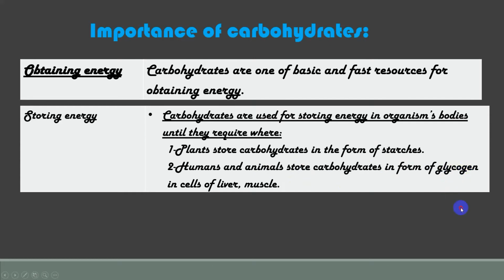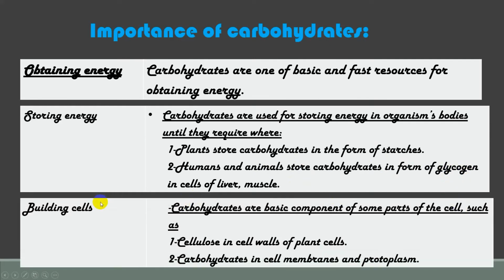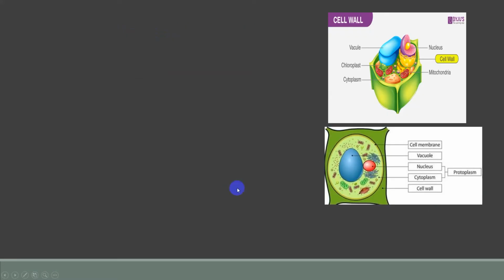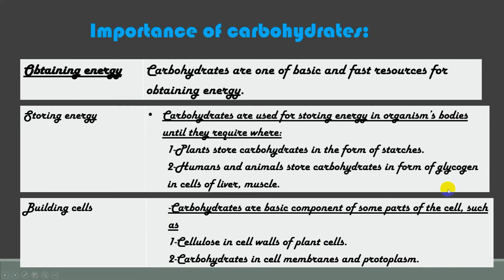Okay, what else? Building the cell. The carbohydrates are the basic component of some parts of the cell, such as the cellulose found in the cell wall of the plant cell. The cellulose is one of the structures of the cell wall. Carbohydrate is also in the cell membrane and the protoplasm.